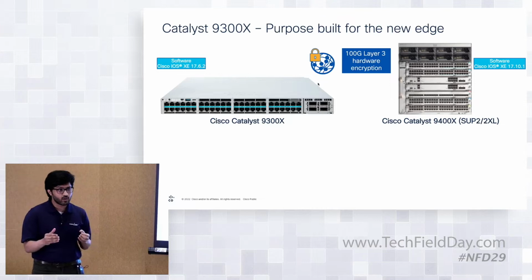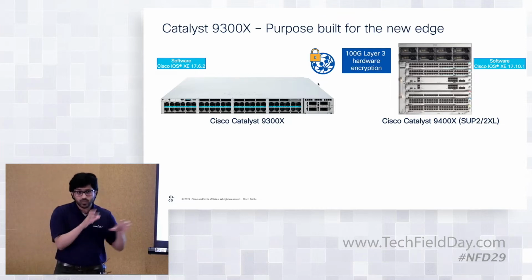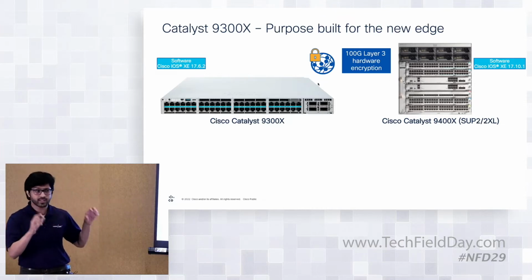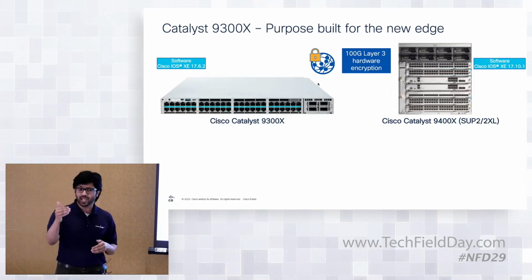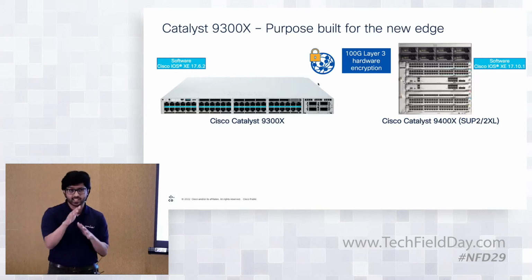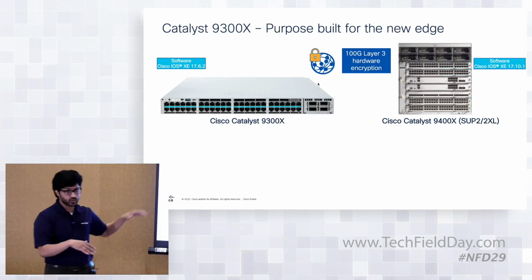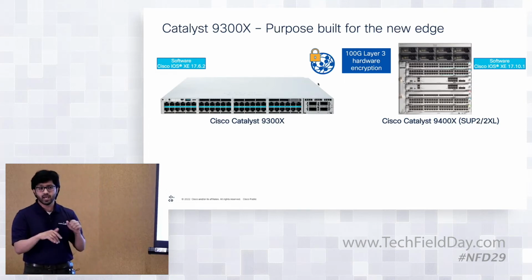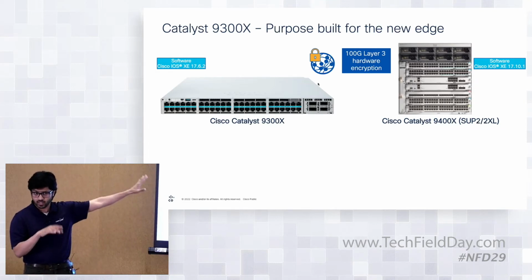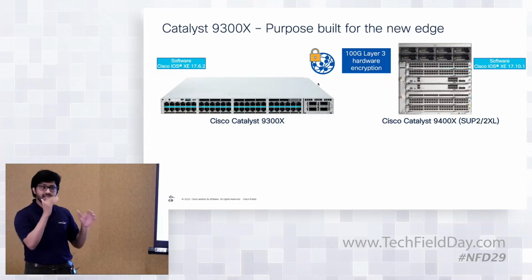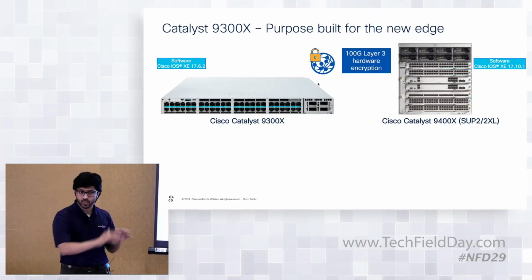Along with this 100 gig encryption with IPsec, these platforms can also do LAN MACsec at line rate, by the way. So there's no tax on doing one versus the other. You can do both at the same time: encryption at 100 gig, and LAN MACsec at line rate without any issue, right?